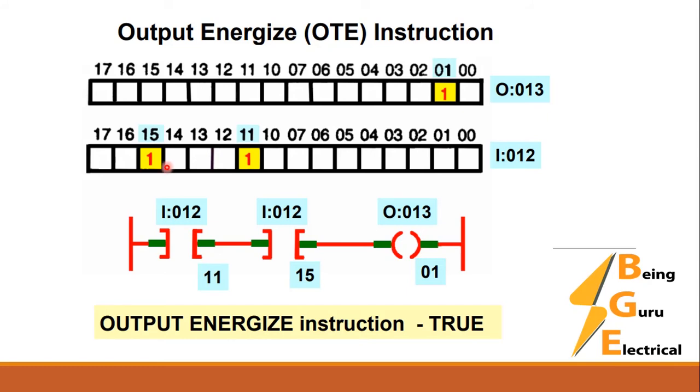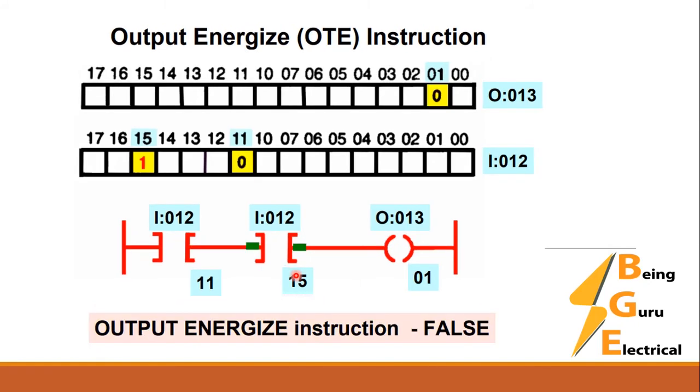What will happen? We have ladder logic. At 11 we have a NO contact, at 15 we have a NO contact, and we have output coil 01 here. Now we can see our input is high, the other input is also high or true, so the output is high. We can see here the output is high. This is because the input logic from left to right is true, so the output is true.